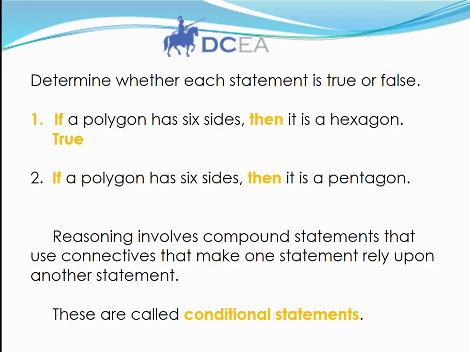If a polygon has 6 sides, then it is a pentagon. This statement is false. A pentagon is a 5-sided figure. Reasoning involves compound statements that use connectives that make one statement rely upon another. These are called conditional statements.